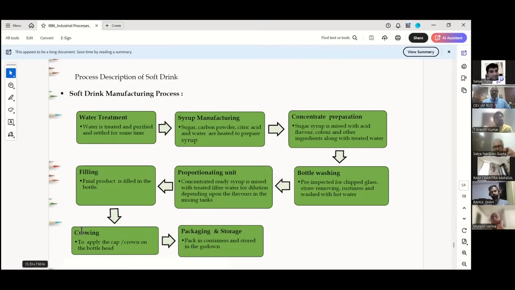Then it goes for the cleaning process. The cleaning process uses ultrasonic waves, where they kill the microorganisms, and the bottle also becomes dry and goes for filling.